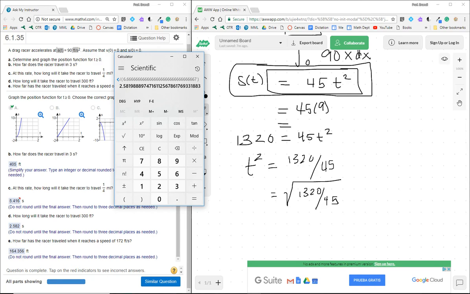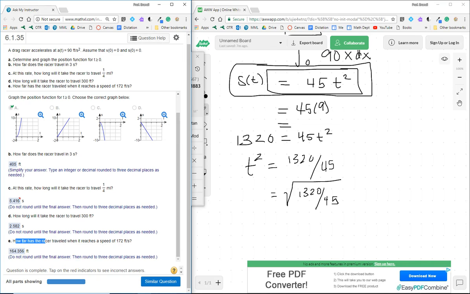The last part would be, how far has the racer traveled when it reaches a speed of 172 feet per second? Okay, we need to deal with this, but what we have is a position function. They're definitely asking us for a position, how far has the racer traveled, but what they're not giving us is a time. They're giving us a speed, and I need a time.